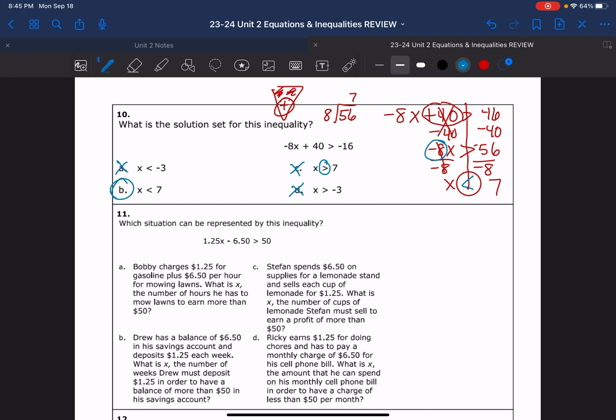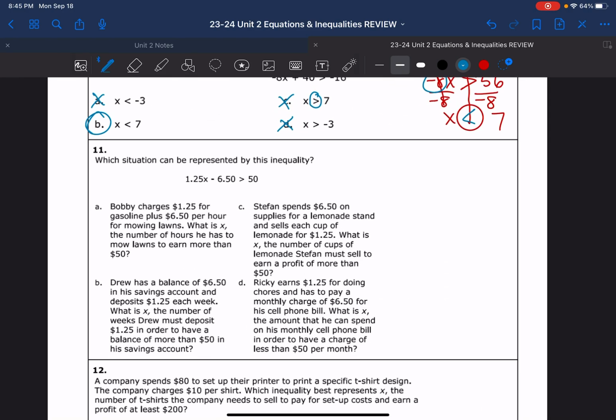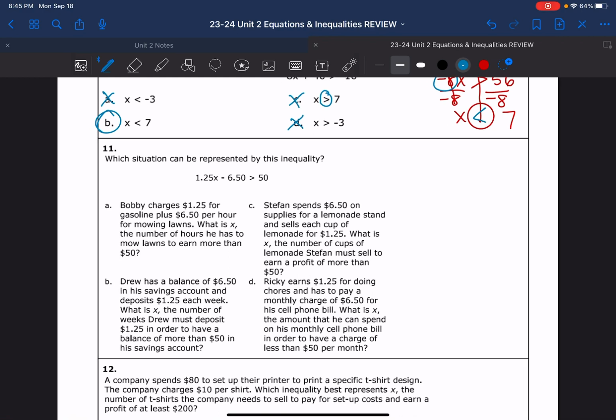All right, let's look at 11. Now, 11 is just like the one that we did earlier, okay? You have this right here that you're looking at. You're going to write co, which is your M, con, which is your B, and total. The only difference is that now you're also including a symbol, okay? So here, the coefficient is going to be 1.25 because that is the one that is with x, okay? We're going to have a negative 6.50. Your total is 50, and then your symbol is greater than, okay?